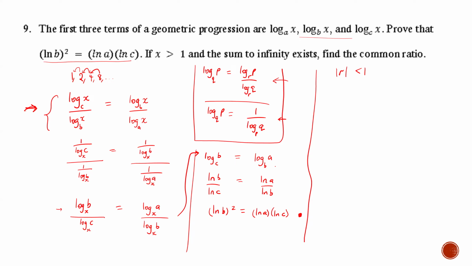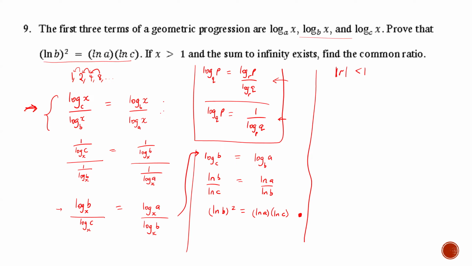Now, to find the common ratio: if the sum to infinity exists, then the absolute value of the common ratio has to be less than 1. That's how the sum to infinity exists. Like I said, if x is equal to 1, then we're going to have a 0 out of 0 in this case right here, because the log of 1 is 0, no matter the base. Therefore, that just can't work out. So we need x to be greater than 1, so x is not 1.